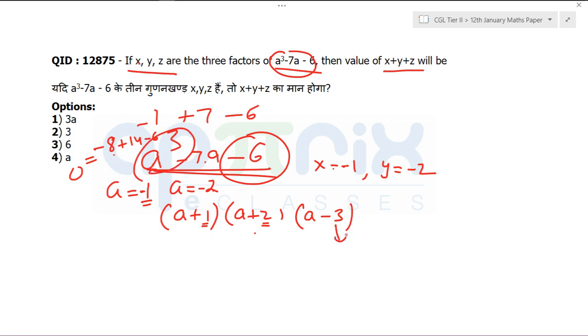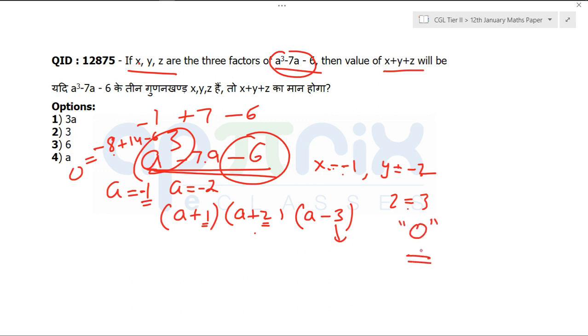You got the third factor, which is 3. So z will be equal to 3. X plus y plus z is going to be equal to how much? You can just see from here. If you sum, you are getting the factors. That's what I'm saying. You got the factors. So you are getting the value. If you sum this particular value, you will feel that you are getting a value 0, right?